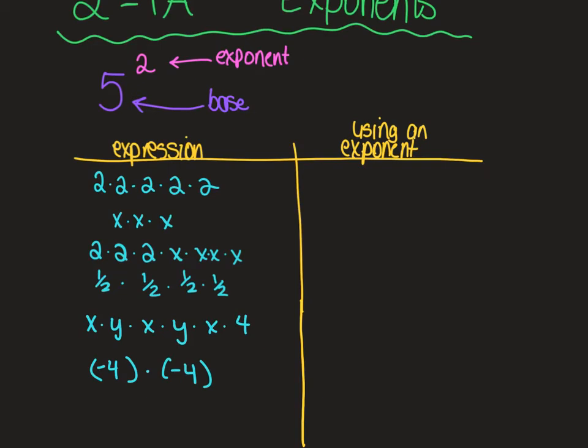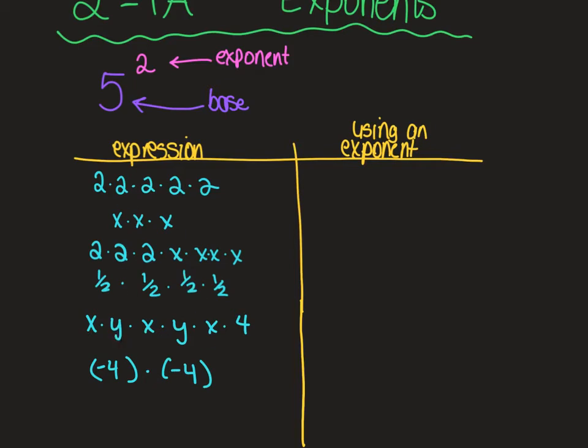All right, the book is going to give you some expressions, some multiplication problems, and they want you to write each multiplication problem using an exponent. So we have 1, 2, 3, 4, 5. We have 5 of these 2's. So 2, whatever's written here is the base. X is the base, 2 is the base, X is the base, 1/2 is the base, X is a base, Y is a base. Whatever's written here is the base.